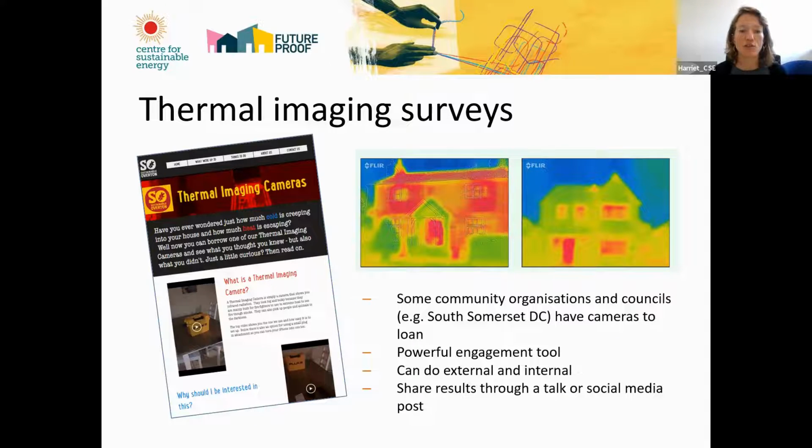And you can then use the results. If you do a thermal imaging survey, it's a good way in which you can then talk to people about, look how much heat is being lost from this home compared to this one. You can hold an event or a talk about it. You can put a post on social media or in your community newsletter, or put a poster up in your village hall.